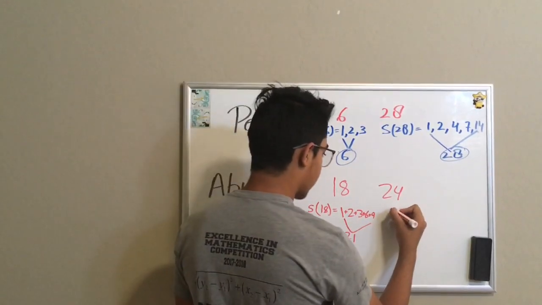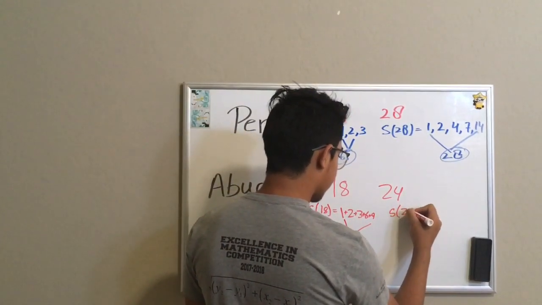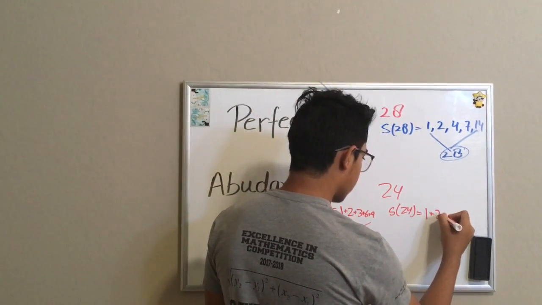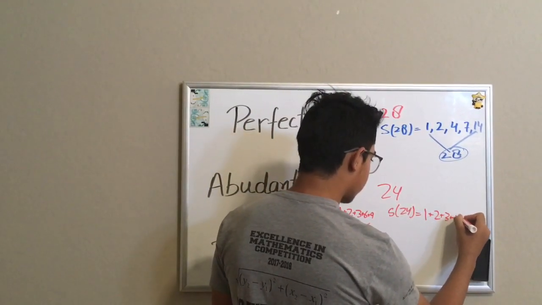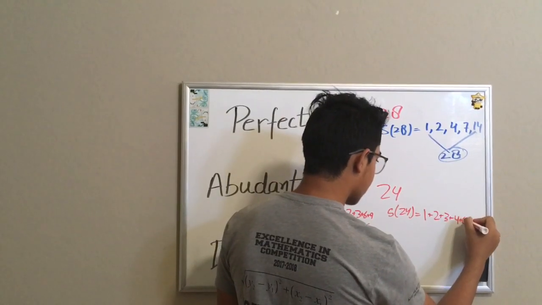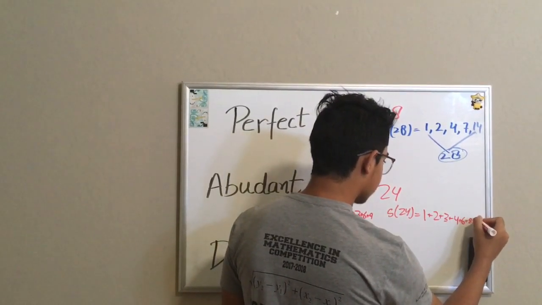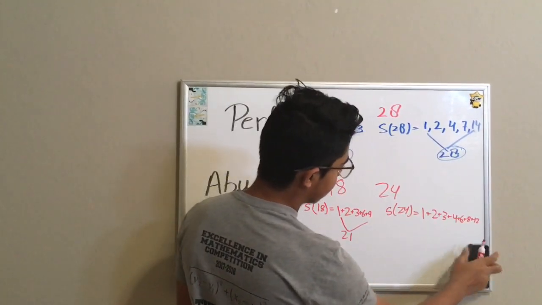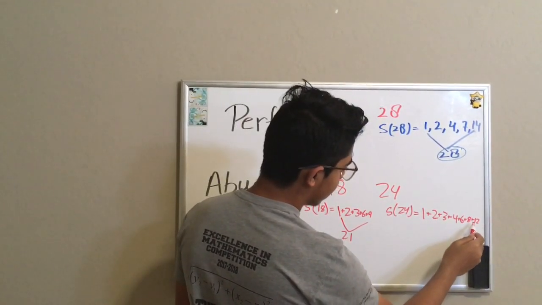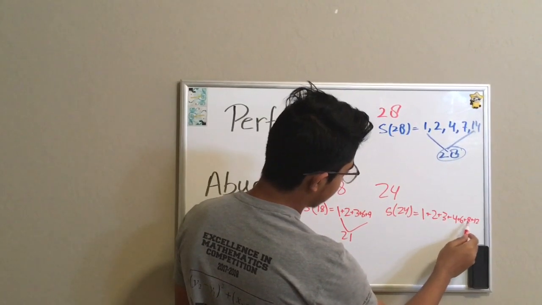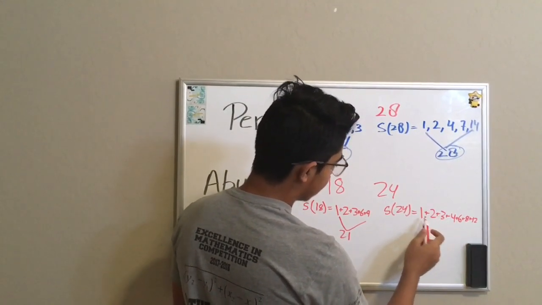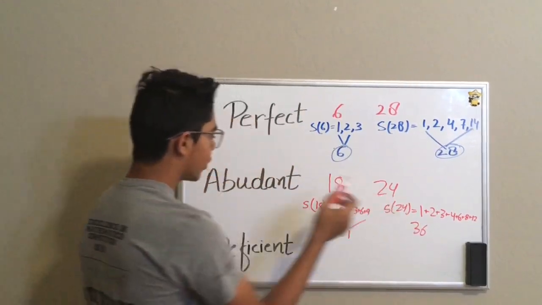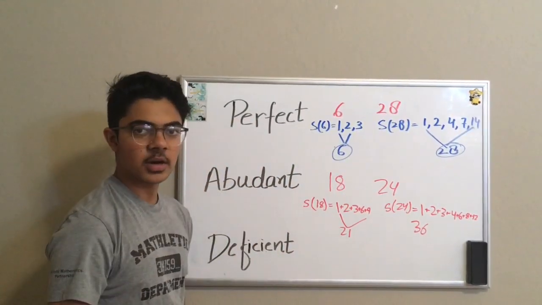Now for 24. S of 24 equals 1 plus 2 plus 3 plus 4 plus 6 plus 8 plus 12. Now this, we can just look at it and see that 8 plus 12 is 20. 20 plus 4 plus 6 is 30. 30 plus 6 is 36, which is greater than 24. Therefore, 24 is also an abundant number.